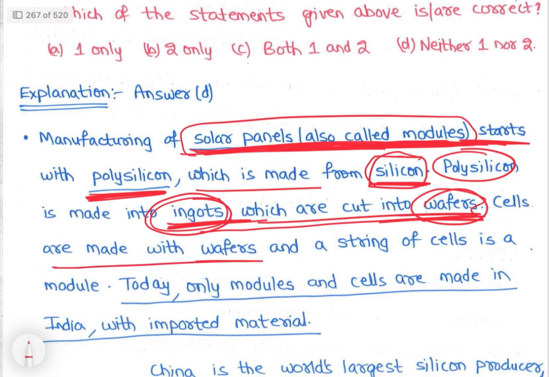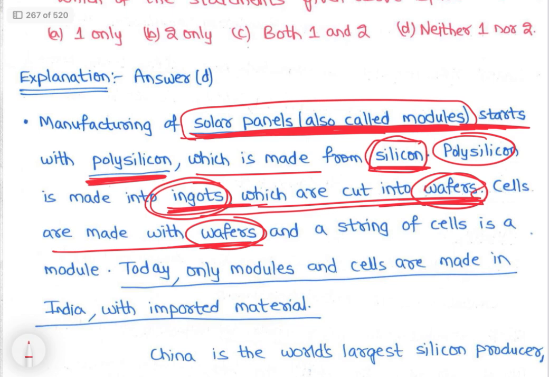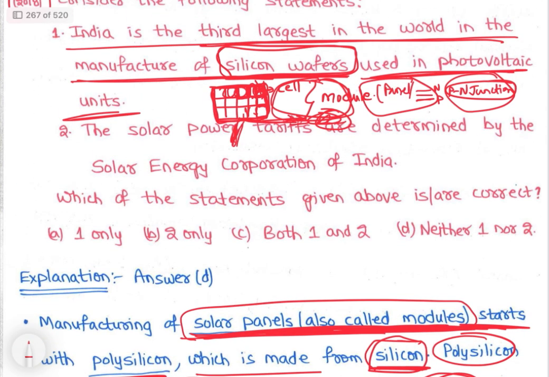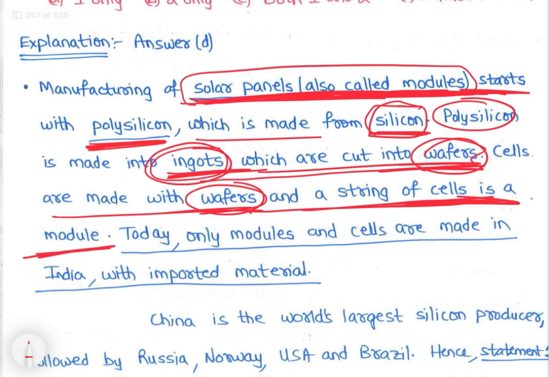Then cells are made with wafers. So wafers से we make cells, right? And a string of cells is a module. So basically हम जो cell बनाता है वो silicon wafers use करके बनाता है, right? And a combination of many cells is called a module or panel, right?